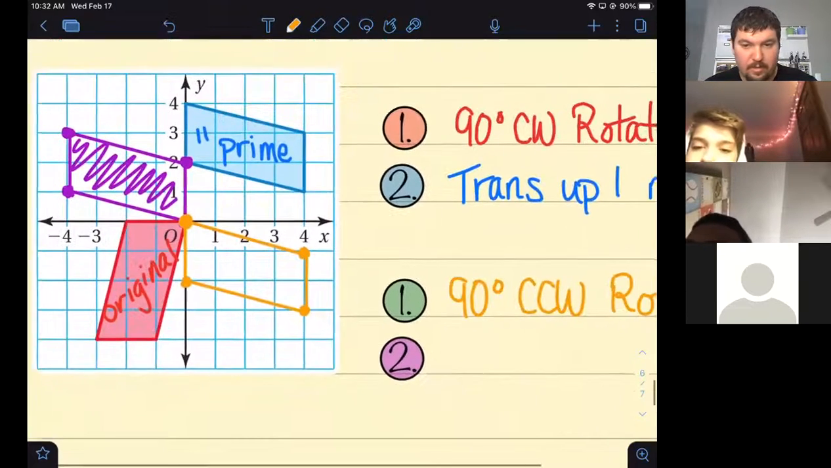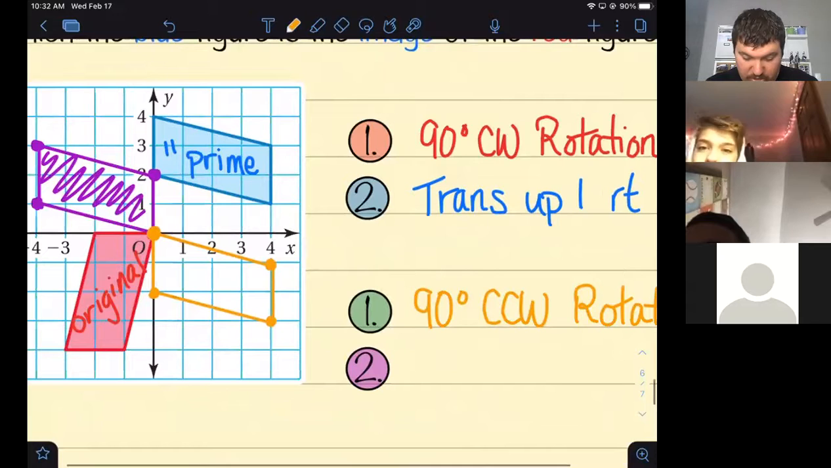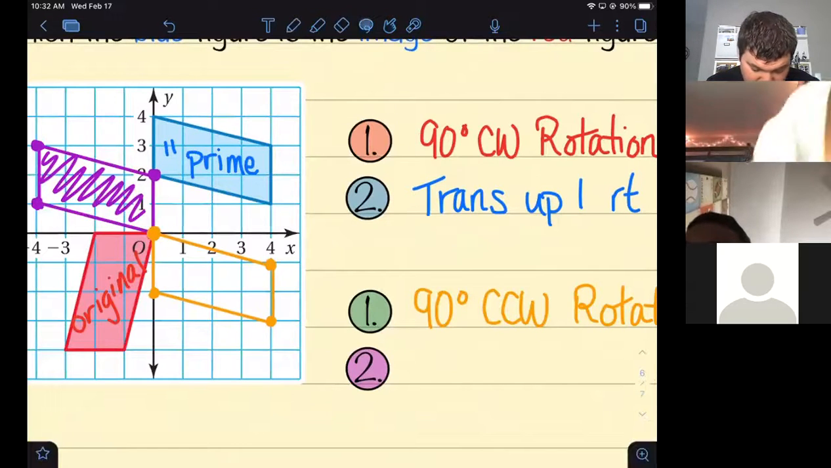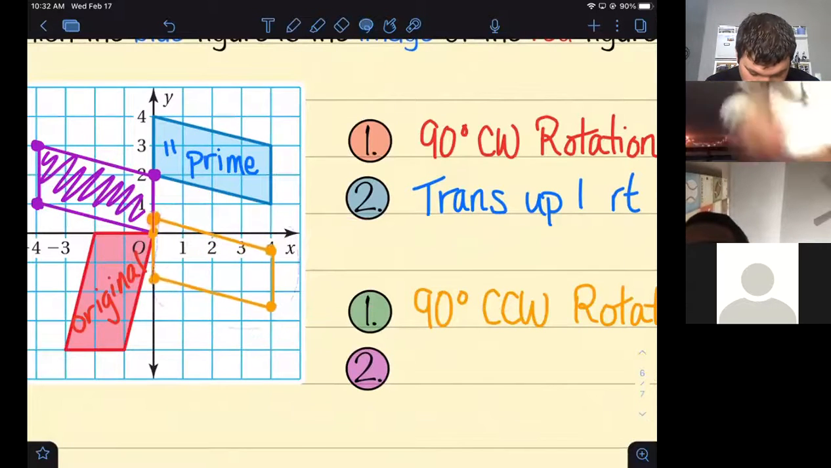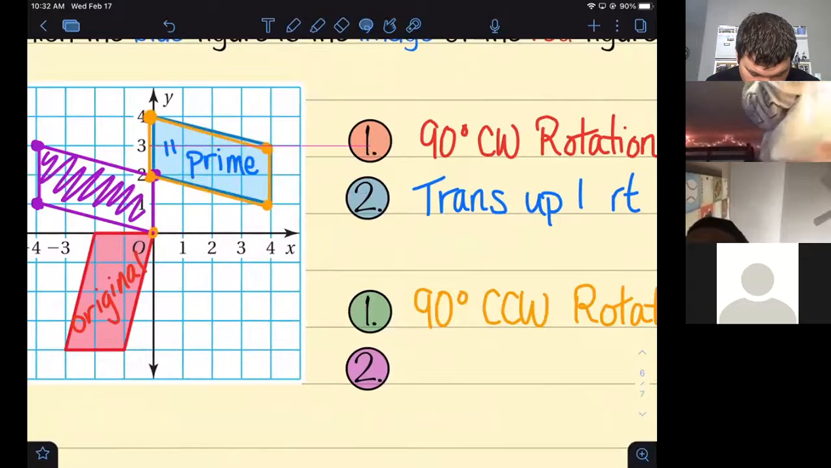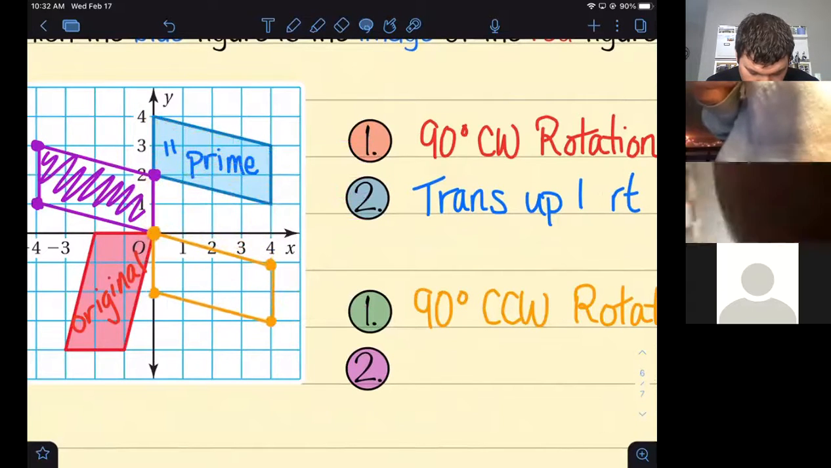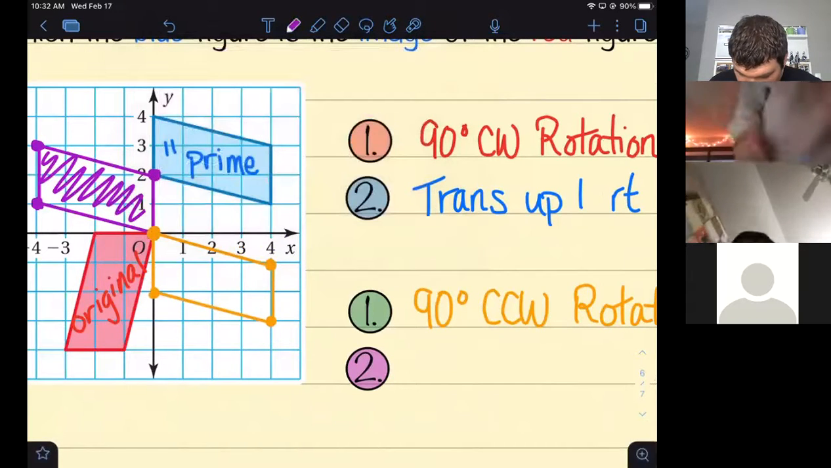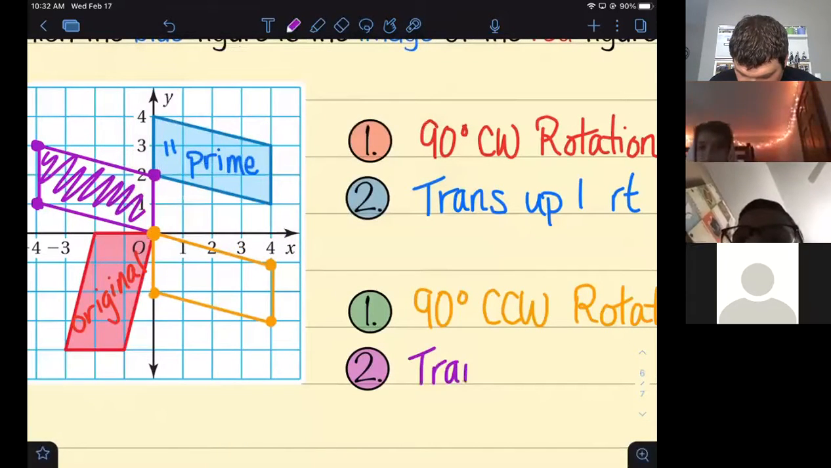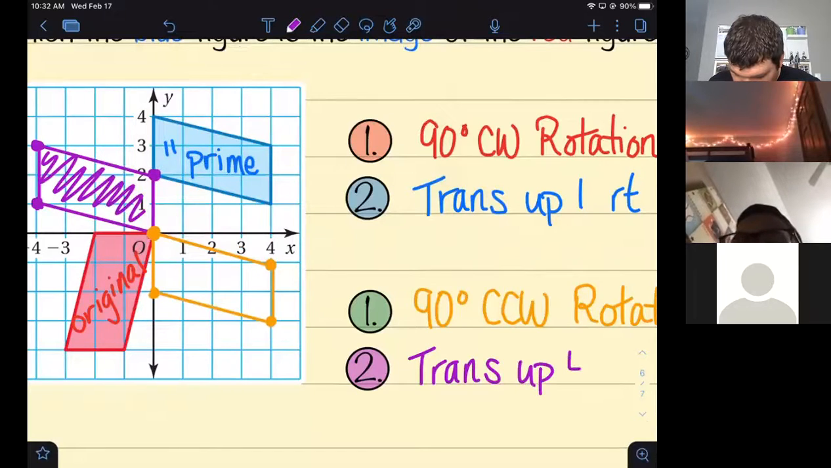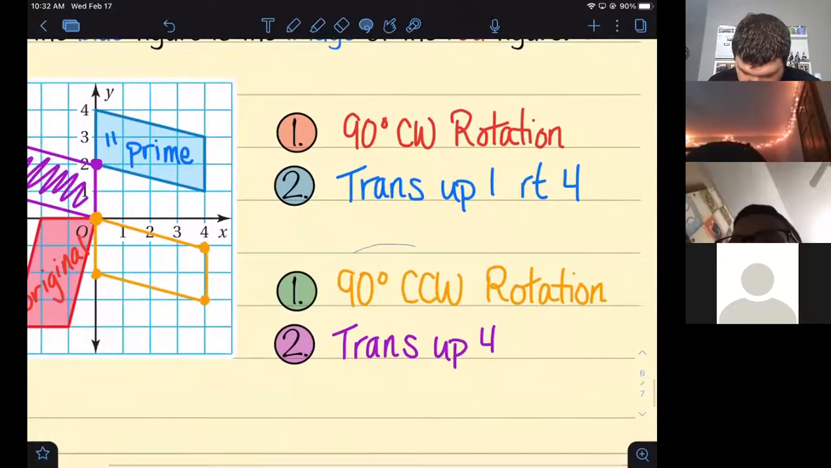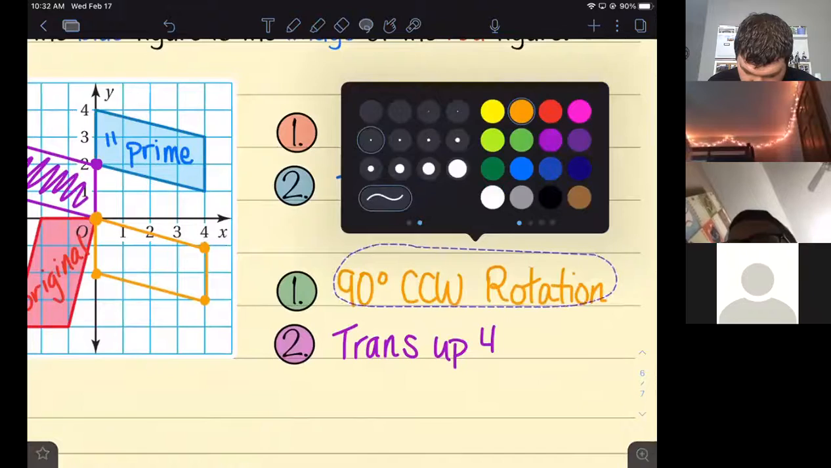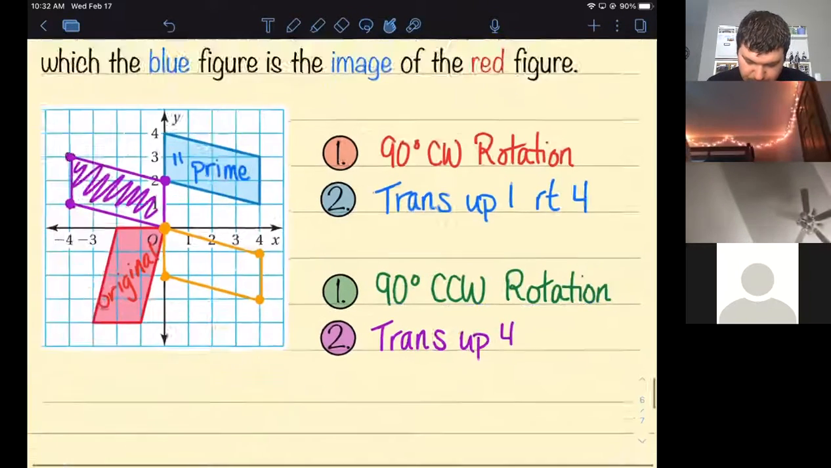And then you would translate it up 4, right? Just up 4? Yep. I think that's right, because it looks to be lined up perfectly, right? Just go up 4. Yep, that would work. So my second one is going to be a translation of just up 4.